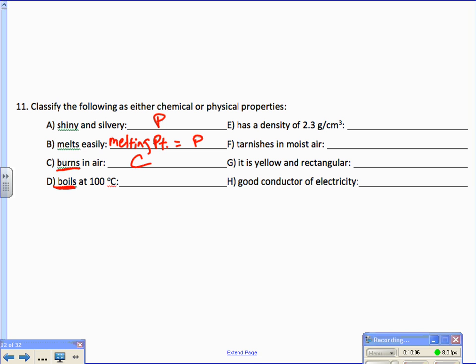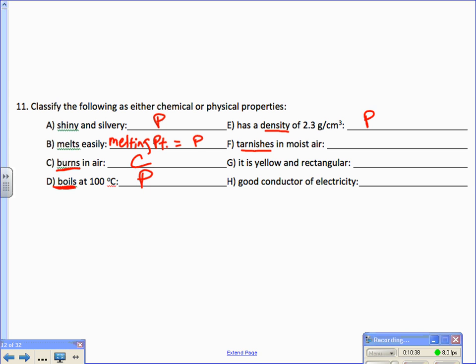Boiling point is physical. All you're doing is giving enough energy to the atoms and molecules so that they start to move faster and escape from a liquid phase and go into a gas phase. Has a density. Density is a physical property. We're describing how much matter makes up a specific volume of an object.